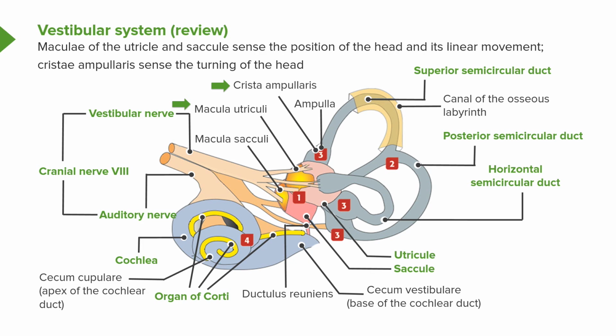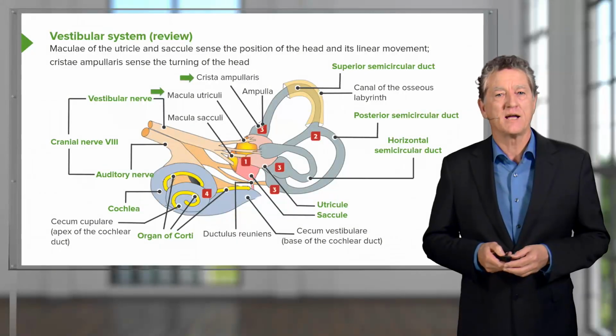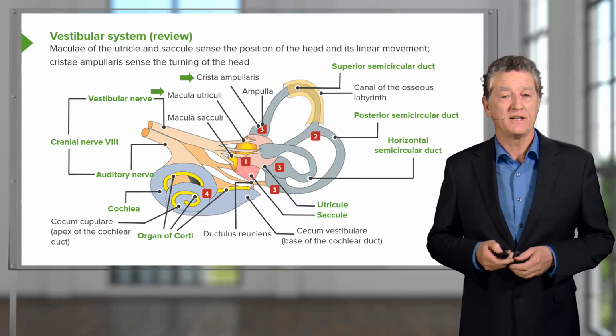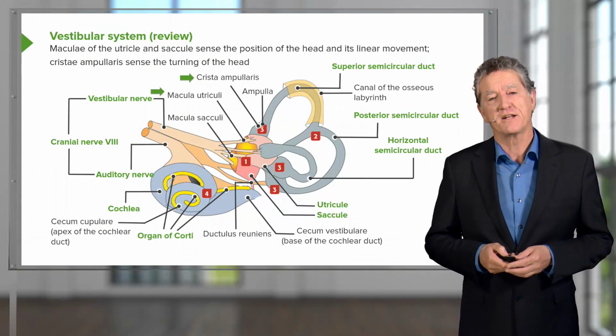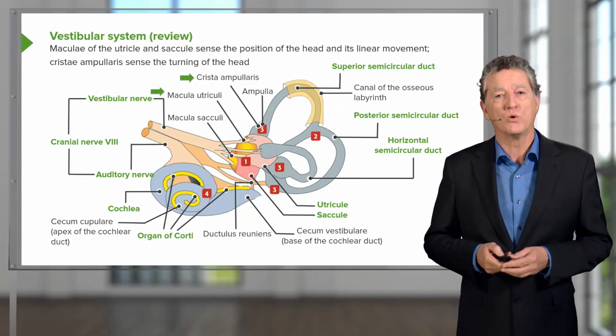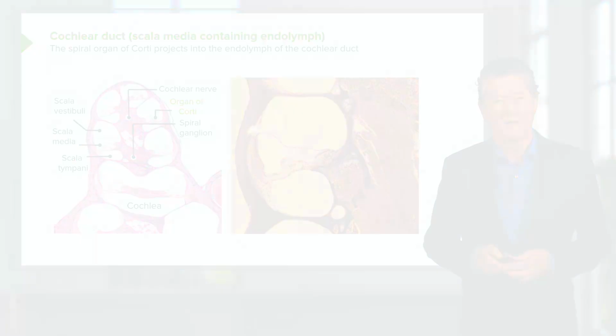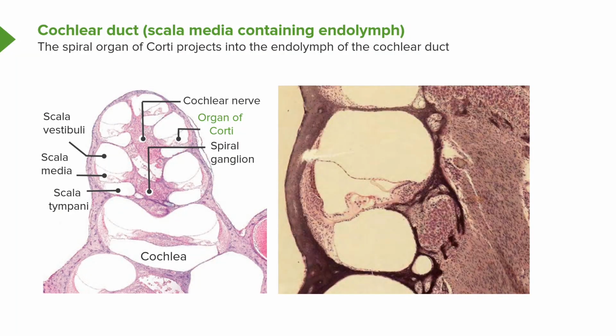Let's now look at the cochlea. And again, it's labelled down the bottom there, number 4. You can see the yellow component, that is the cochlear duct containing the organ of Corti. Here is a section. On the left-hand side, low magnification section through the organ of Corti, and on the right-hand side, a higher magnification. It shows the organ of Corti projecting into the endolymph of the cochlear duct. There's the organ of Corti there.